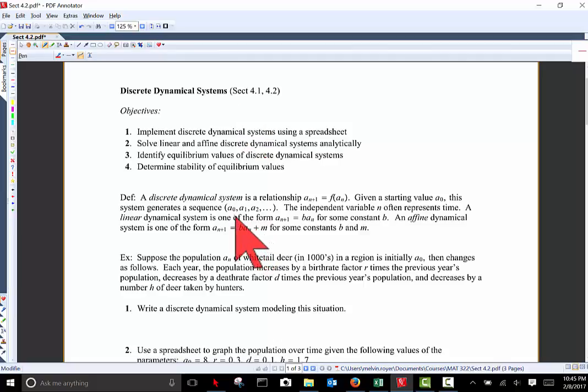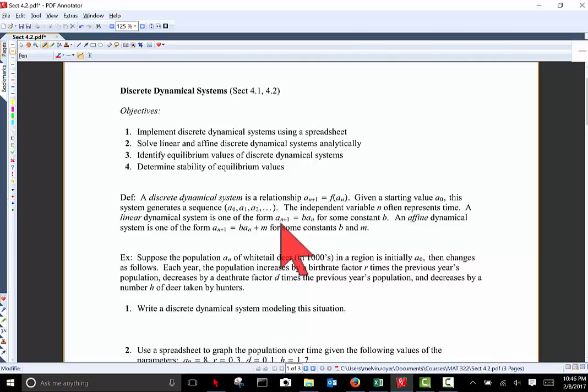A discrete dynamical system is just a way of defining a sequence where the next term is some function of the previous term. So you've seen things like this before, certainly in discrete math and probably in calculus. Here's an example. The next term is some constant b times the previous one. So if I know a sub 0, I can use that to get a sub 1. Then I know a sub 1, I can use that to get a sub 2. A sub 2 generates a sub 3, and so on.